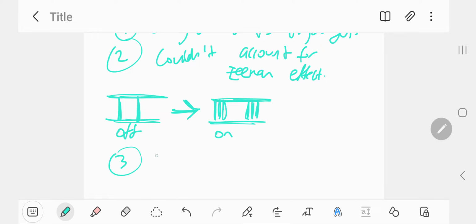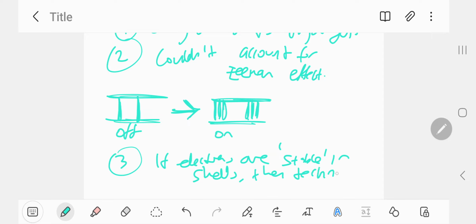Issue number three, if electrons are stable in their shells, then technically there should be no photons. No light should be emitted. Okay, if they're stable. That was another issue.